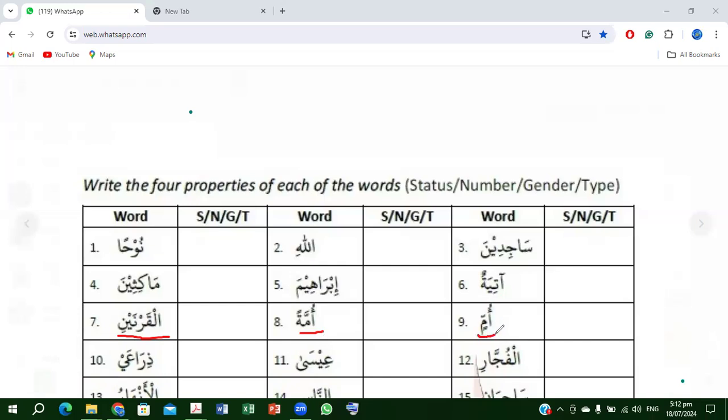Number 9. Ummin. Yes, miss. For ummin, the status? Type, it is nasab.